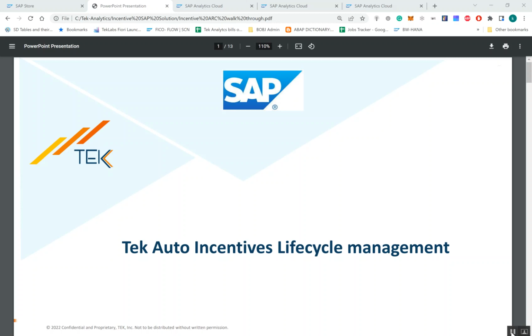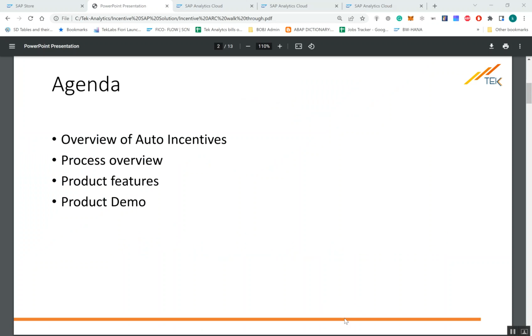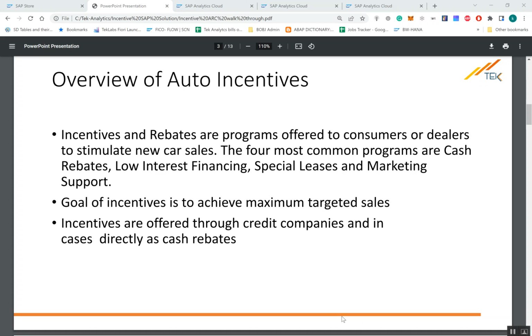This video is to demo and give an overview of how our product was built and also some of the many key features which our product will bring to the table. The agenda for our video will be a short overview of automobile incentives, what they are and their importance, and the process overview of how typically incentives are planned using our planning application. Then the key features which we are going to deliver as part of our product, and a product demo. So incentives in the automobile industry are nothing but discounts offered to customers to maximize the sales.